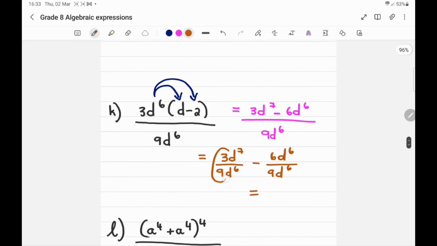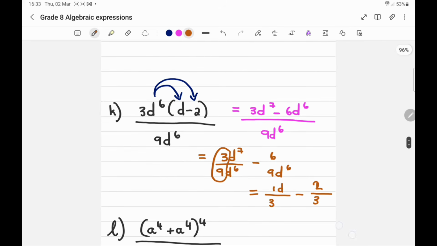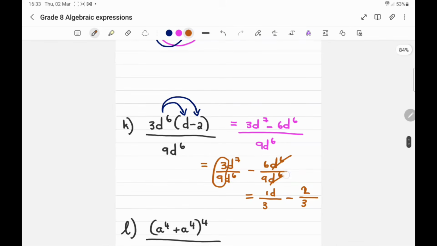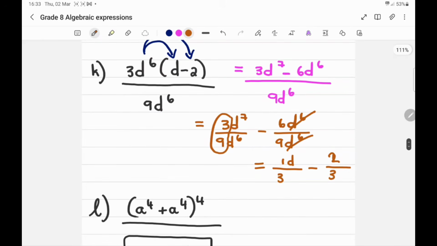And you do them separately. 3 over 9 simplified is 1 over 3. And d to the power 7 divided by d to the power 6 gives you 1d. Where did your power lie? At the top. Minus 6 over 9 is a third. No, 2/3, sorry. And d to the power 6 divided by d to the power 6, they just cancel out. It would give me 1, and 1 times 2 over 3 stays 2 over 3. And that is your answer.